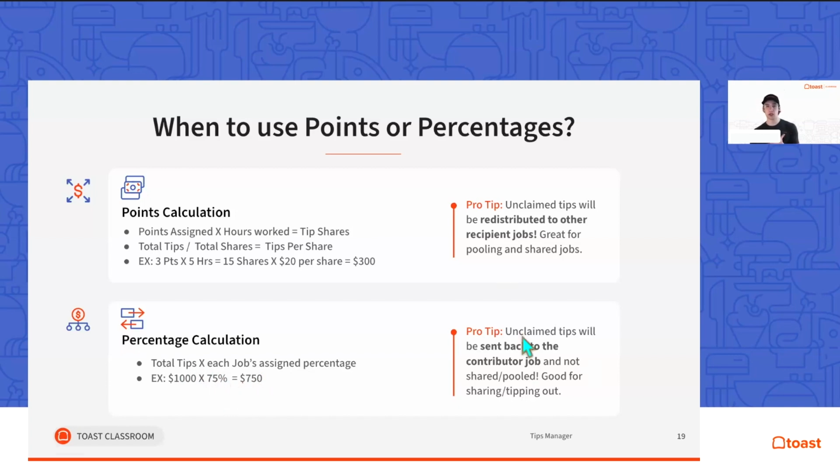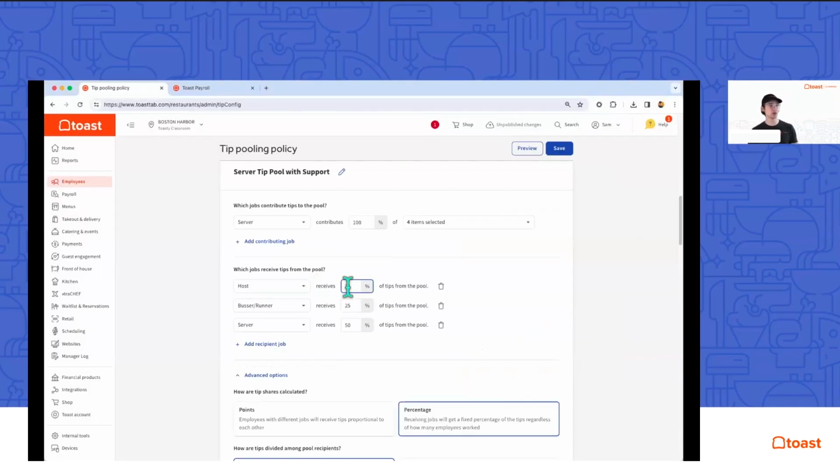If someone wasn't there to claim tips as a recipient job, no one was clocked in as our busser or host, those tips that they were supposed to receive go back to the contributor. If a host does not clock in, this 25% goes back to the server. Are we having recipient jobs always clock in? If not, we recommend using points. If we are going to have all these jobs clocked in all of the time, percentages can be a perfectly viable way to distribute those.